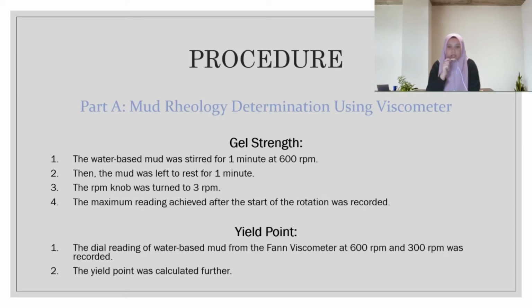Next, followed with gel strength. The water-based mud was stirred for 1 minute at 600 rpm. Then the mud was left to rest for 1 minute. The RPM knob was turned to 3 RPM and the maximum reading achieved after the start of the rotation was recorded. For yield point, the dial reading of water-based mud from the viscometer at 600 rpm and 300 rpm was recorded. The yield point then was calculated further.